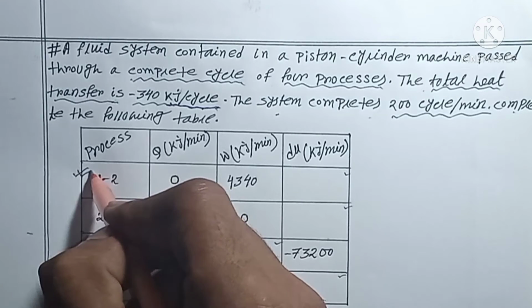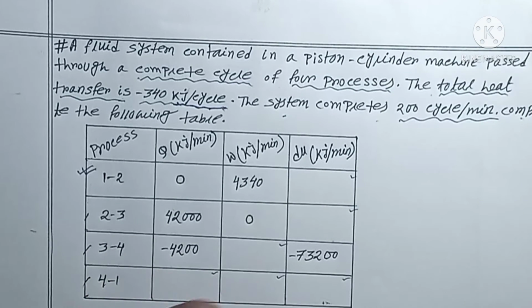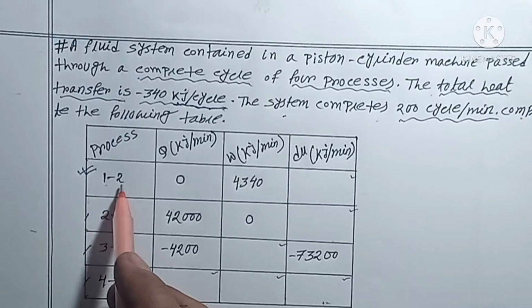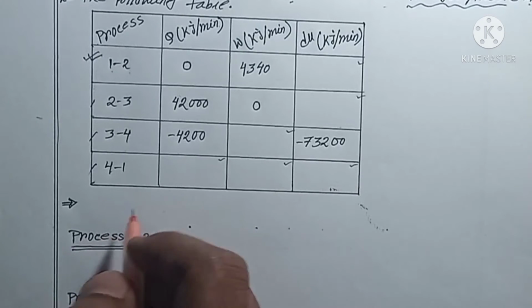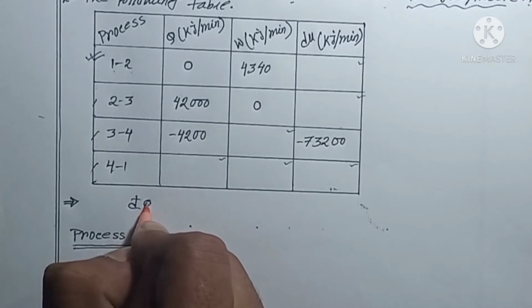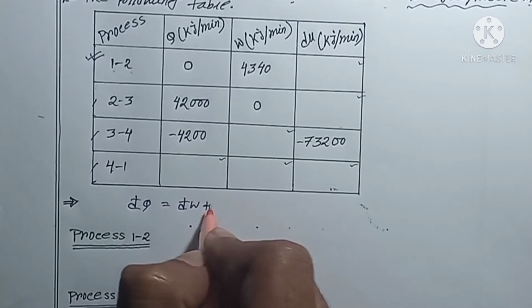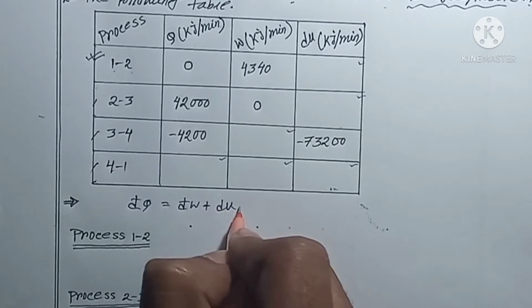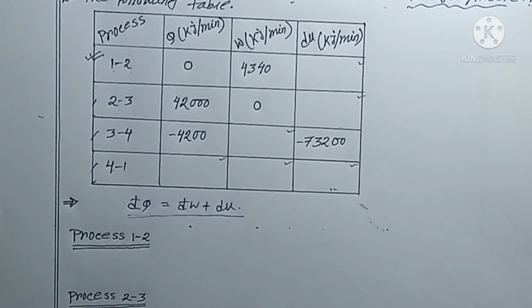First, process 1 to 2. Forget about processes 2 to 3, 3 to 4 and 4 to 1. Just consider process 1 to 2. We already discussed in our previous video that there is only one equation related to the change of state, and the equation is dq equals dw plus du. So you just have to use this equation and you can solve this kind of question.